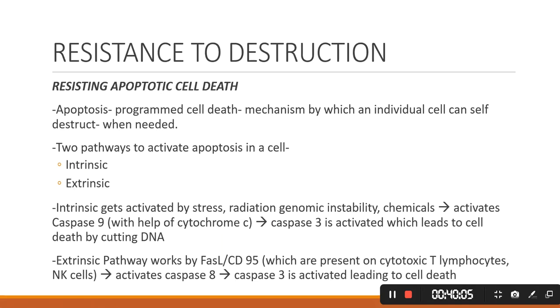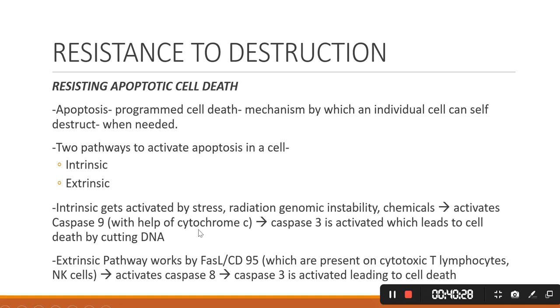Next portion was resistance to destruction. How do the tumor cells form the resistance? Resisting apoptotic cell death. We know apoptosis, right? Apoptosis is a programmed cell death, that is a mechanism by which an individual cell can self-destruct when needed. And what are the two pathways to activate apoptosis in a cell? There are two: intrinsic, extrinsic.